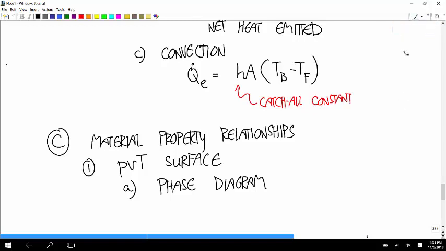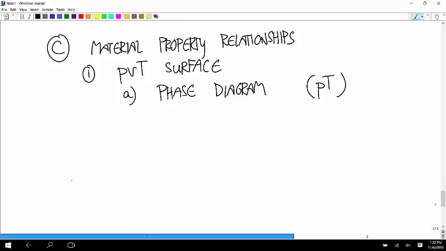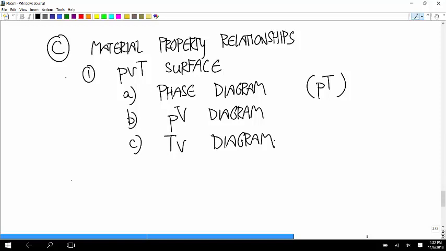And the phase diagram is in the pressure-temperature plane. And then there's a PV diagram. And then a temperature-volume TV diagram. And these should all be specific volumes.